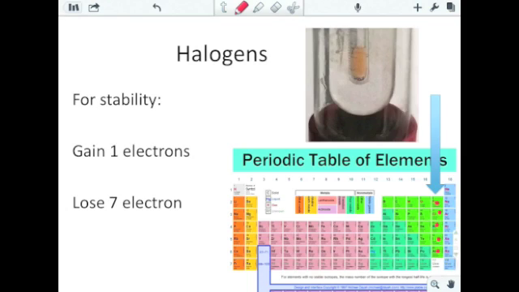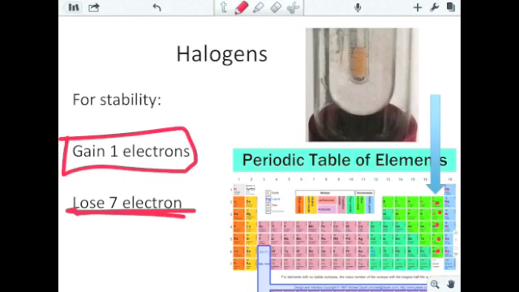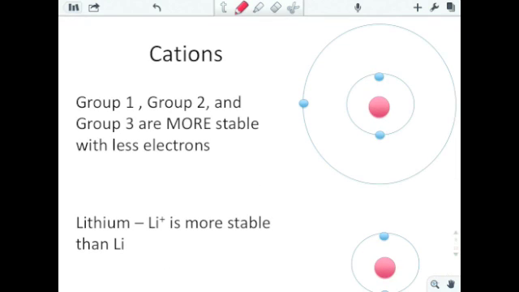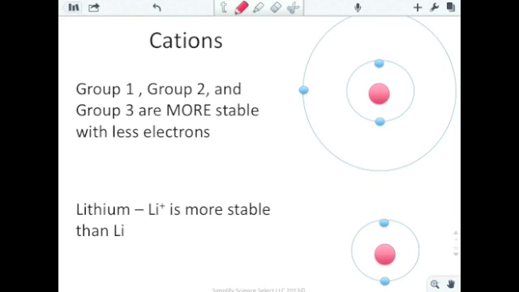And so all they have to do is just gain 1 electron, or they can lose 7, which we know gaining 1 is much easier than losing 7. Okay, so what we'll have is our cations, which are group 1, 2, and 3, are more stable with fewer electrons. So anything in group 1, 2, or 3 will end up giving up all of the valence electrons that we have to become more stable.